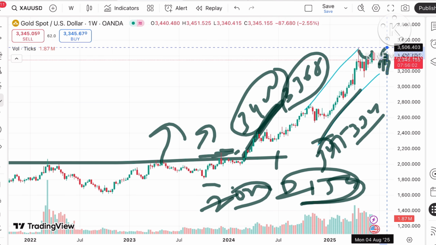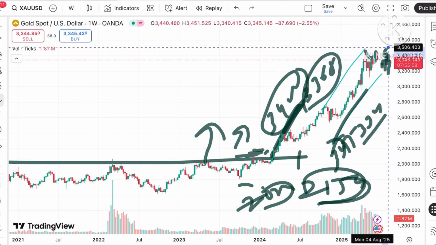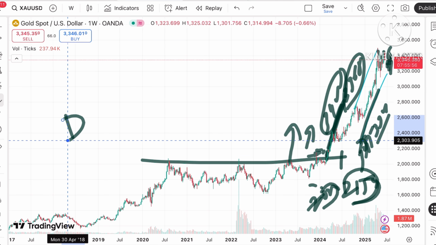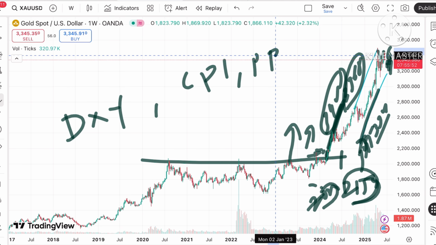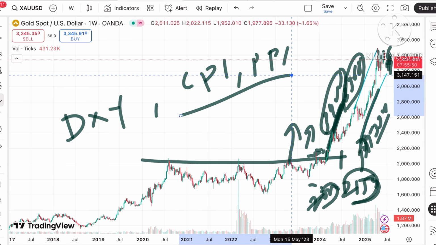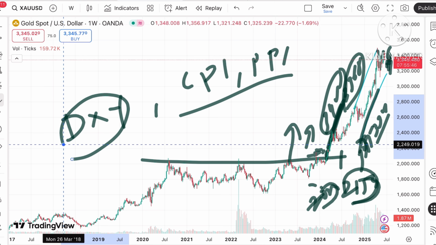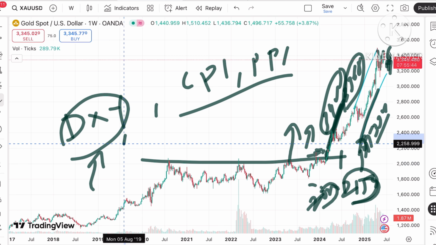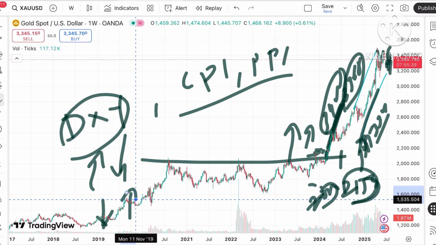Now if you look at this particular trend, the price of gold depends on a lot of factors. One of the factors is the dollar index, CPI data, PPI data. All these factors are affecting the price of gold and even silver. The dollar index and gold are inversely related to each other. So when the dollar index rises, we see the price of gold come down, and when the dollar index moves down, the gold price and silver price go up.